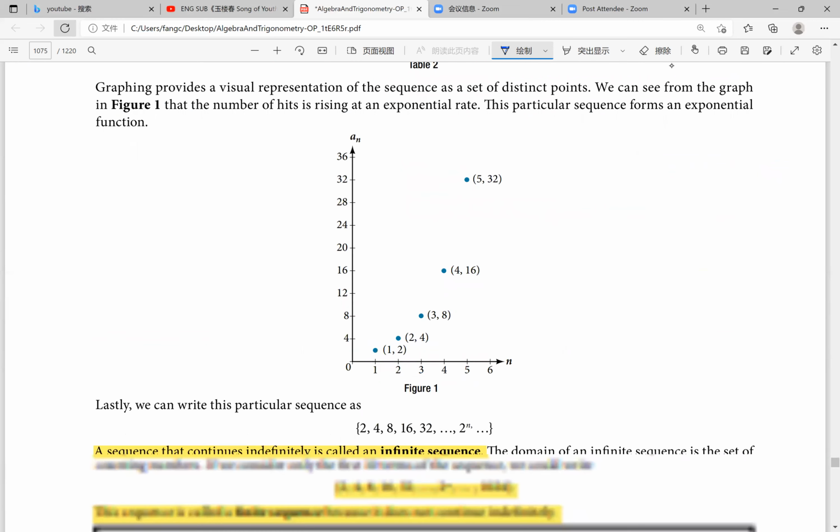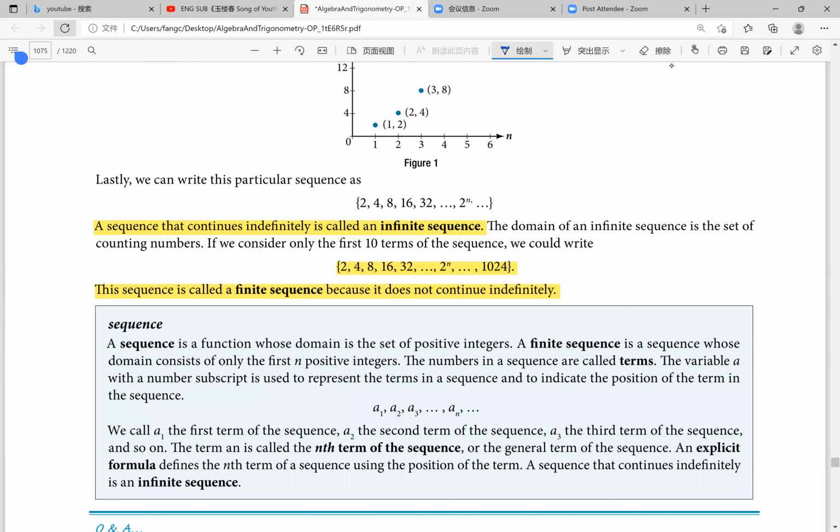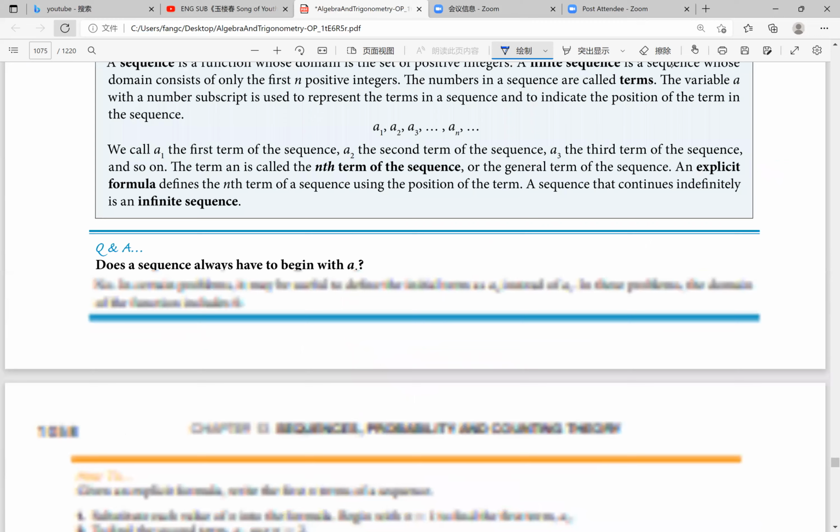We go to see another way to define the sequence.